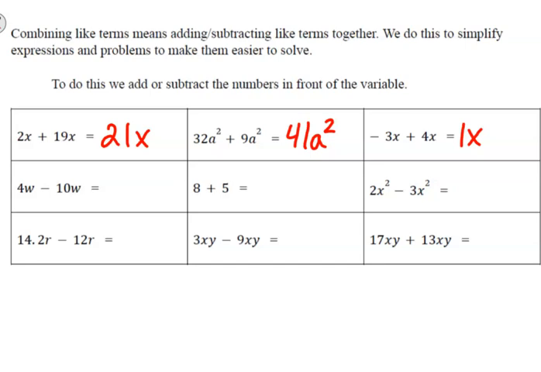If I go to the second row, 4w minus 10w. So again, watch your signs. If I do 4 minus 10, I'm getting negative 6, and then it still has the w. So take a moment and do the remaining 5 boxes. So hit pause on the video now and do the 5 boxes.